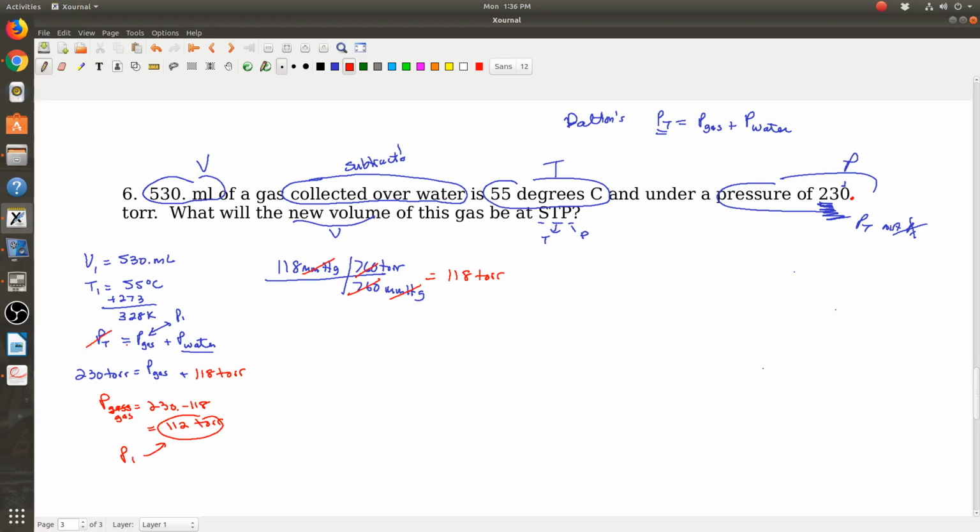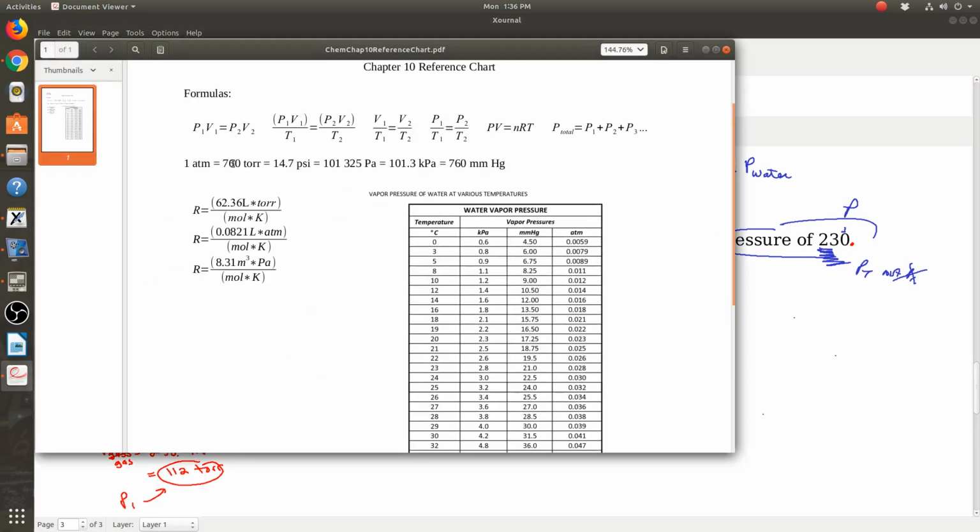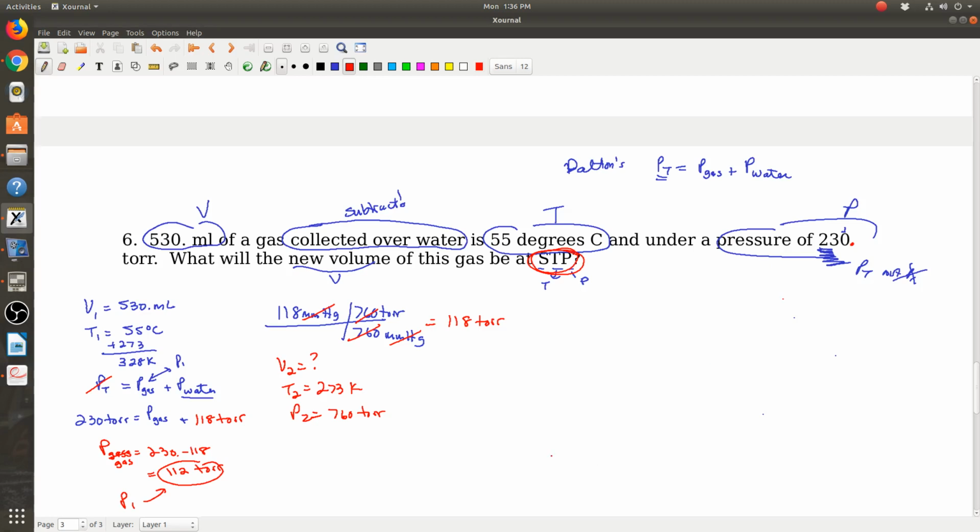So your P1 now, there we got it right there. That's your V1, your T1, and your P1. What about your V2? Well, V2 is the unknown. What is your T2? STP, standard temperature and pressure, so 273 kelvins. What's your P2? Standard pressure. The standard pressure in torr is 760 torr. How do I know? It's 1 atmosphere, or anything that equals it, and 760 torr equals it. So now I've got all of it.